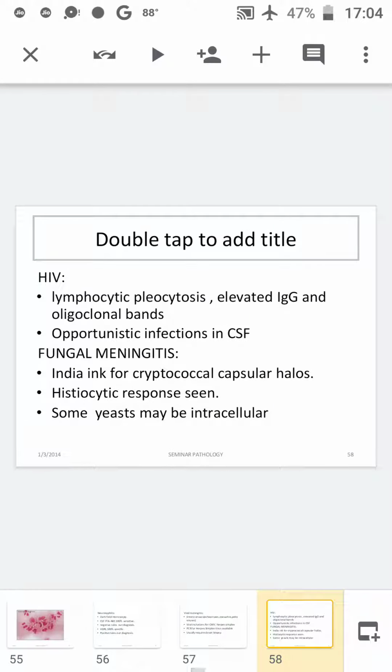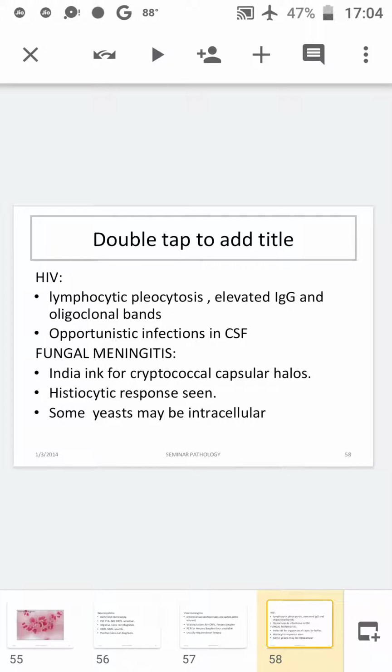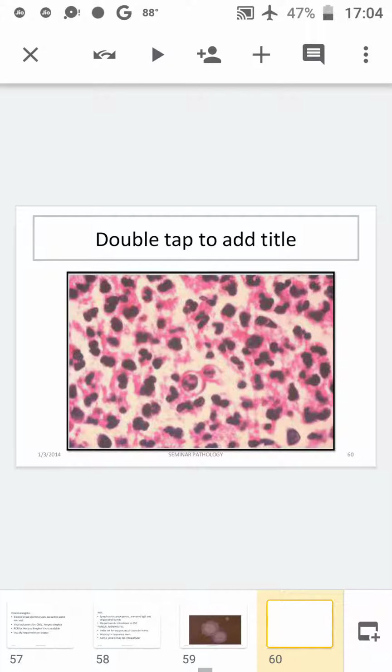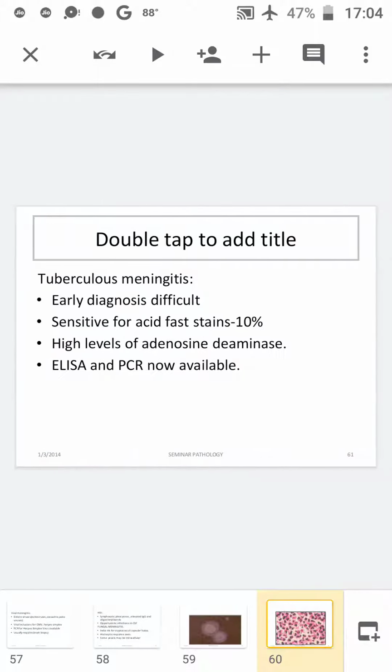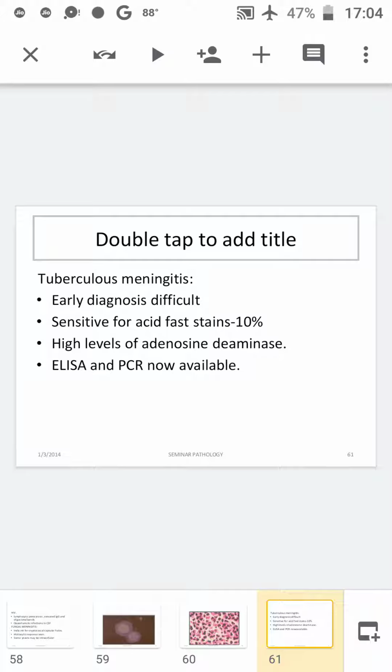Okay, so HIV is associated with increased lymphocytes and elevated IgG. Fungal meningitis will be associated with increased lymphocytes, and a histiocyte response can also be seen. India ink stain is mainly applied for cryptococcal fungal infections. Coming to tuberculous meningitis, it is difficult to diagnose in the early stage. A high level of adenosine deaminase enzyme is noted in tuberculous meningitis. ELISA and PCR techniques are now done for tuberculous meningitis, and acid fast stain is also used.